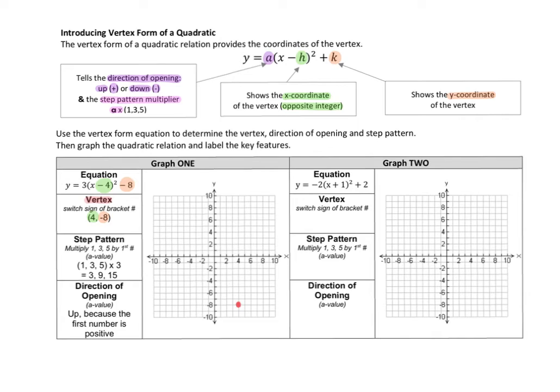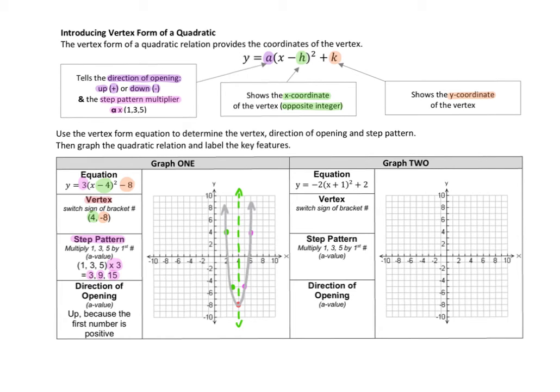We can plot this point. From there, we will use the step pattern multiplier of 3 to multiply each of the 1, 3, and 5 terms in our step pattern. This will give us a step pattern of 3, 9, 15. So we'll start at our vertex and we'll count over 1 and up 3, and from there we'll count over 1 and up 9, and if we can, we'll count over 1 and up 15. We'll have run out of space on this graph, so we won't get this last part of the step pattern plotted, but that's okay. We can draw our axis of symmetry and reflect all of our known points on the other side of the axis.